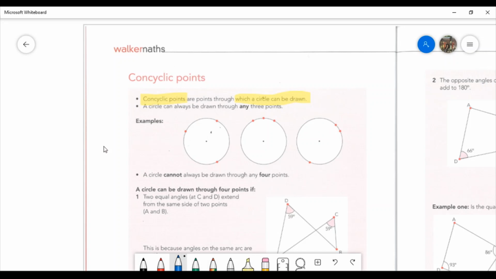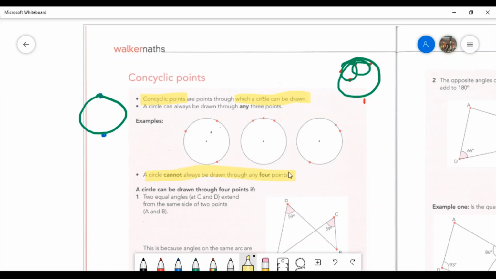Okay, here's a quiz. Are these 2 points concyclic? The answer is yes, because you can draw a circle through them. Therefore they're concyclic. What about this? Are these points concyclic? No. Because no matter how hard I try, I'll never be able to get a circle that includes all those points. Hopefully that makes sense. So a circle can be drawn through any 3 points, but a circle cannot always be drawn through any 4 points.